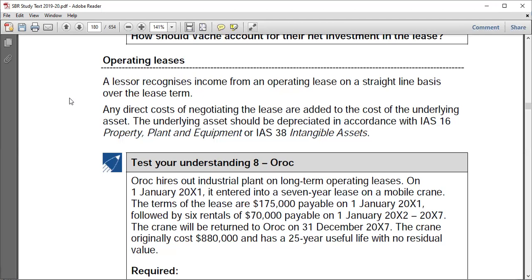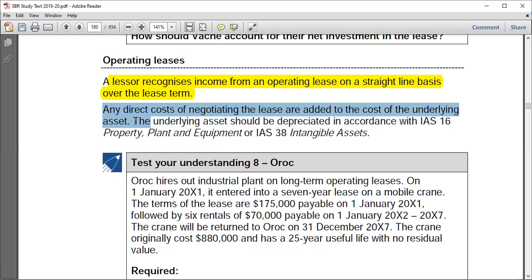If you have a plant, you do not depreciate that plant. You say that you have the lease receivable, and the one that has obtained it actually recognizes the asset. But in an operating lease, even if you are the lessor, that means you still have a lot of control of that asset. So in case you are in that situation, you will still need to recognize that asset in your books. So a lessor recognizes income from operating lease on a straight line basis over the lease term, just like I said for the low value assets. Any direct costs of negotiating the lease are added to the cost of the underlying asset, just like this.